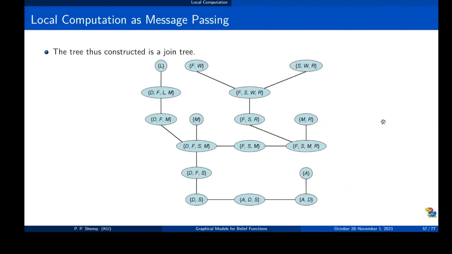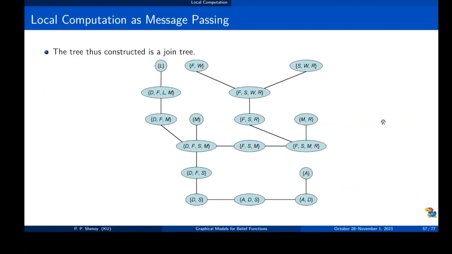So implicitly, by using this sequence, I have now arrived at a junction tree. In what sense? Because L is in here, L is in here, and L cannot be anywhere else. When I remove L, I need to combine everything that has L in it. So L is only in these two and nowhere else.